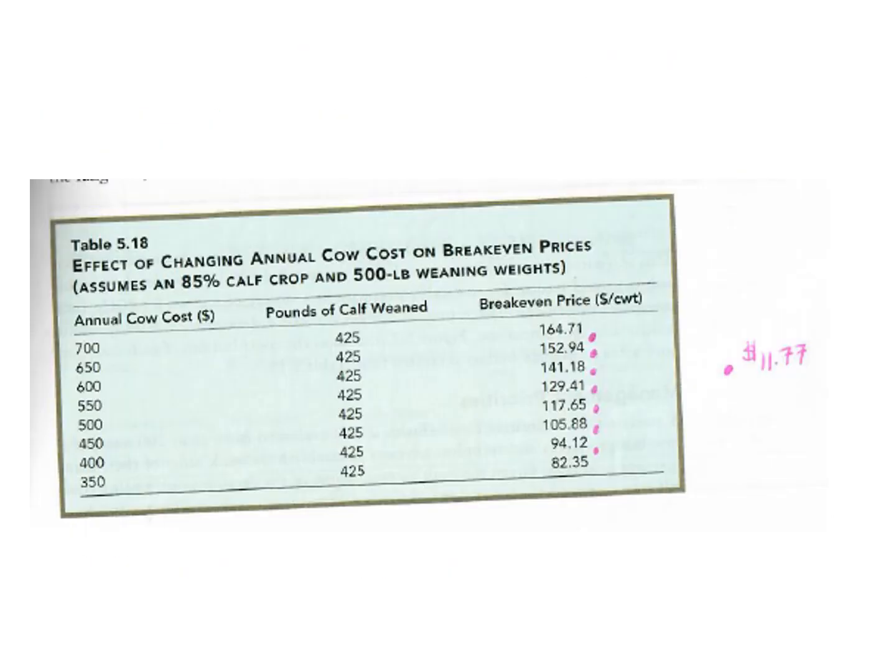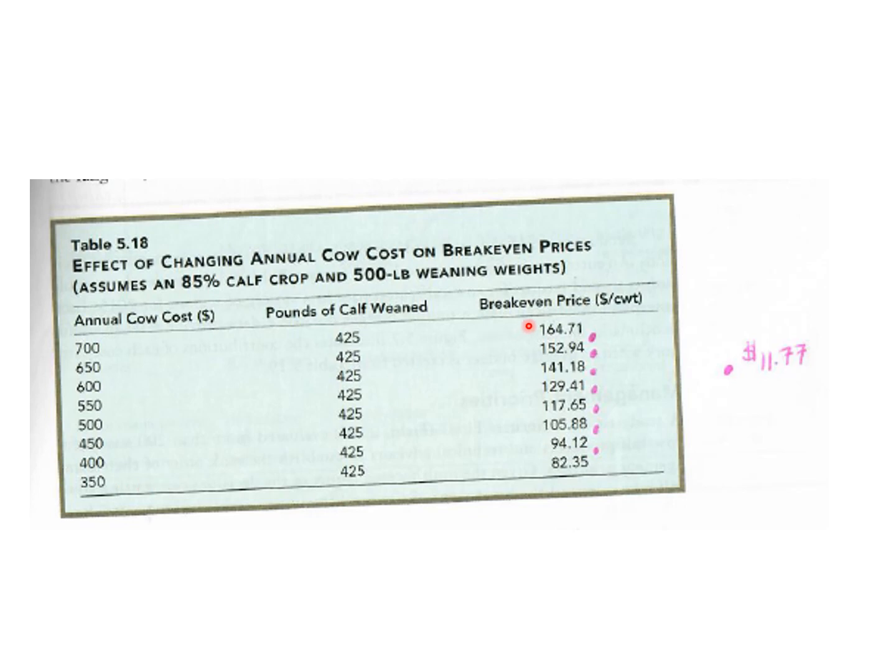Here's 5.18. All we're changing here is annual cow cost. We're assuming an 85% calf crop and a 500 pound weaning weight, so everything else is the same. 0.85 times 500 is 425 pounds of weaned calf per cow in our herd. Here we're changing annual cow cost by $50 a time, so $350 all the way up to $750, increasing or decreasing our annual cow cost.